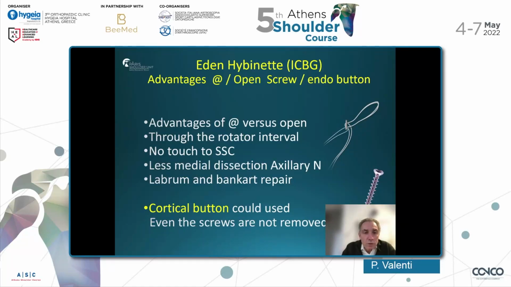We don't open again the subscapularis. We don't touch it. We go through the rotator interval, and with the Endobutton technique it is very easy. We don't do the dissection in the medial part, and if it's possible, I repair the labrum and I do a Bankart repair. For me, the cortical button, 1 or 2, 2 is better, is very useful in this situation because you can use it even if you don't remove the screw, and sometimes the screw is very difficult to remove.